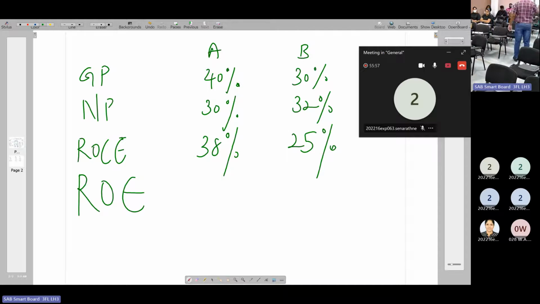Gross profit ratio equals gross profit over sales multiplied by 100. Net profit ratio equals net profit over sales multiplied by 100. ROCE. If I say ROCE is more informative than net profit ratio, agree or disagree? ROCE is more informative than net profit. Discuss. What is your argument?